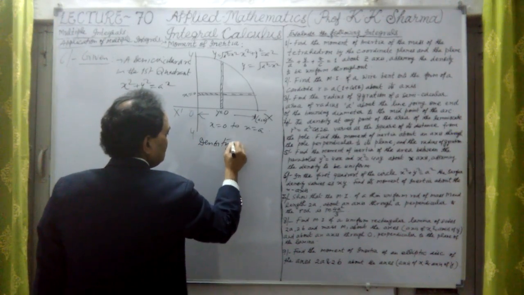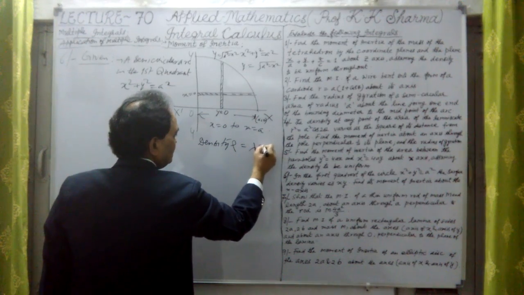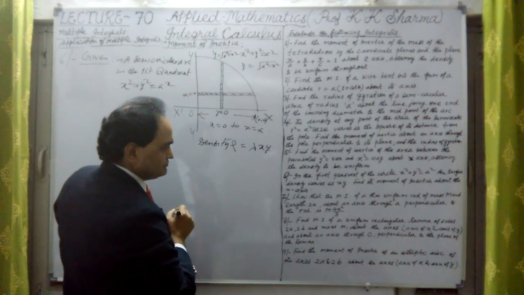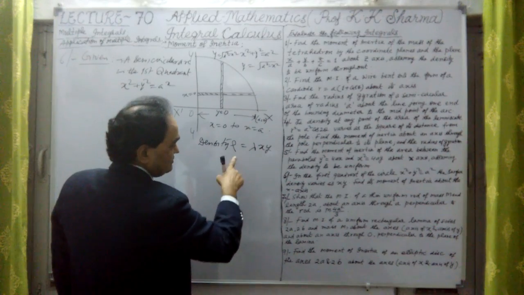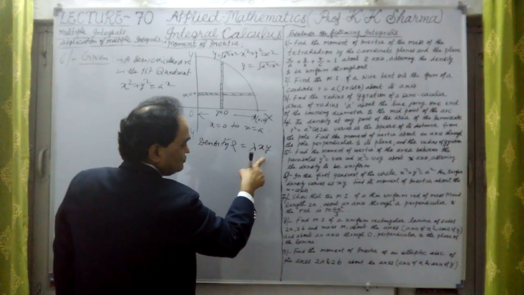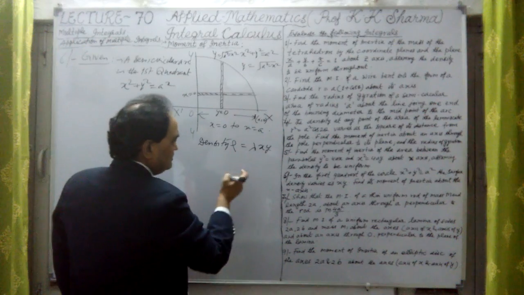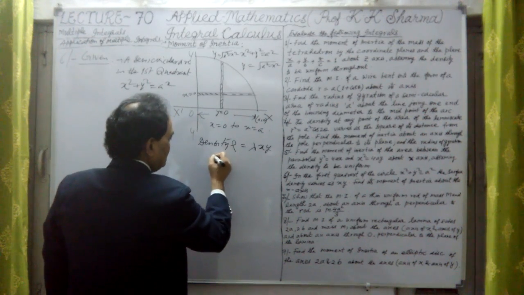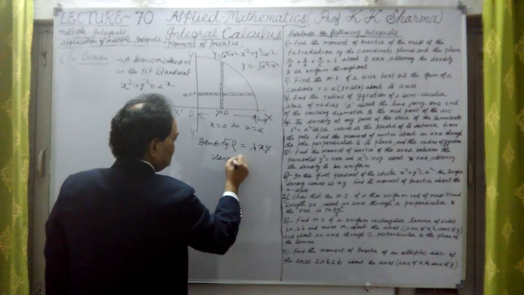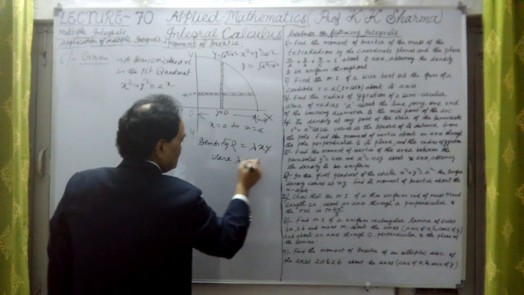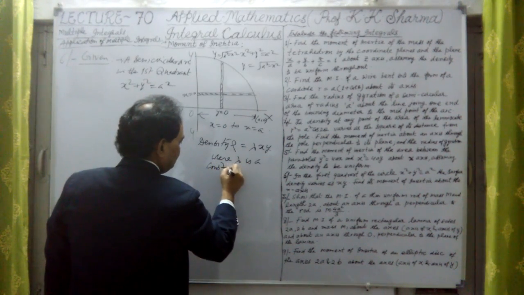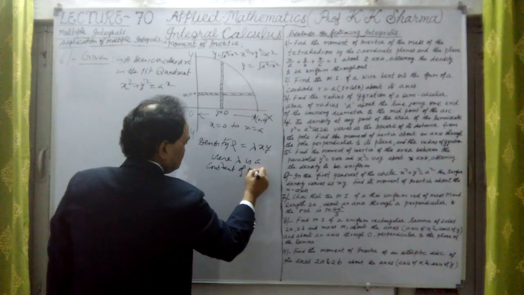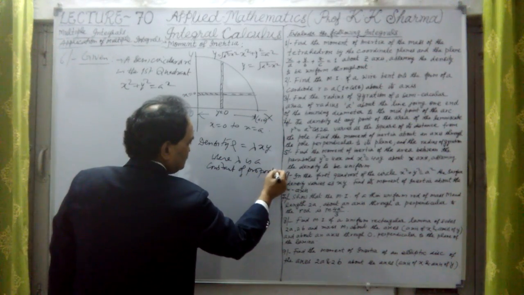Surface density rho, let me take equal to lambda into xy. This varies as xy. So rho is proportional to xy, or rho equal to lambda xy, where lambda is the constant of proportionality.